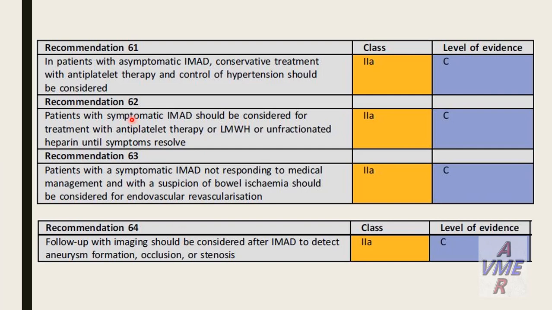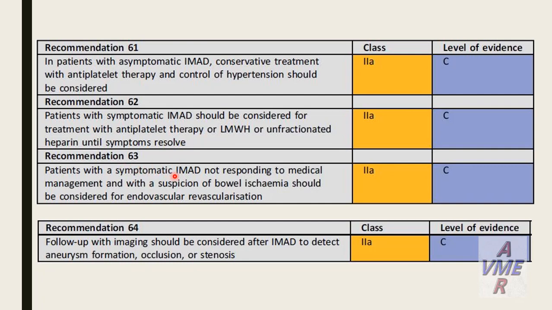Recommendation: in patients with asymptomatic isolated mesenteric artery dissection, conservative treatment with antiplatelet therapy and control of hypertension should be considered. Patients with symptomatic isolated mesenteric artery dissection should be considered for treatment with antiplatelet therapy or low molecular weight heparin or unfractionated heparin until the symptoms resolve.